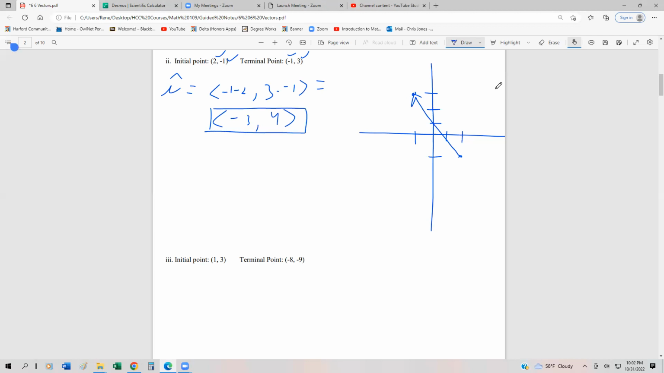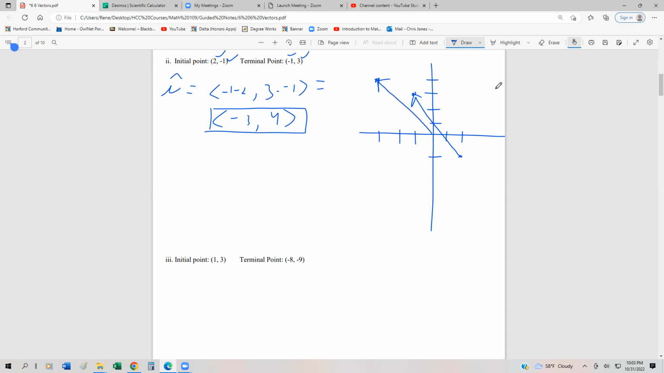Now, I could go ahead and plot that vector, and we want to plot that from the origin. So that's going to be (-3, 4), and that would be the terminal point up here. The initial point would be the origin, and so that's what this vector looks like. And again, these two vectors are equal because they have the same direction and the same magnitude.